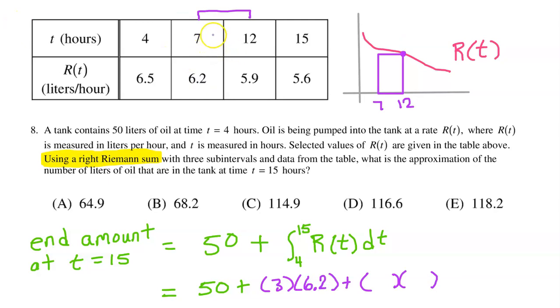Well, that is 6.2. So 6.2 is the height of this rectangle. Our next interval goes from 7 to 12. So here you see 7 and 12. We need the base and the height of this rectangle. The base will be 5. That's 12 minus 7. And the height will be the value of R of t at 12, the right-hand side of this rectangle. And that is 5.9.